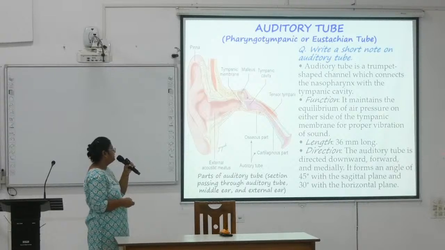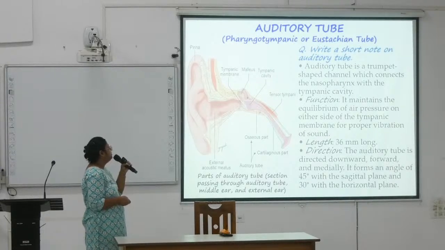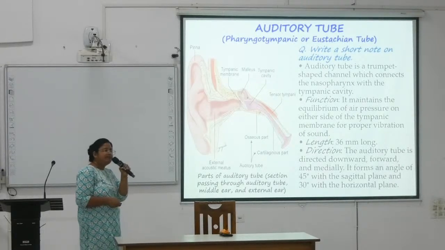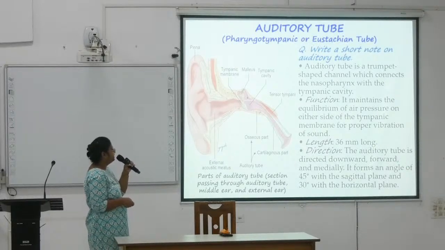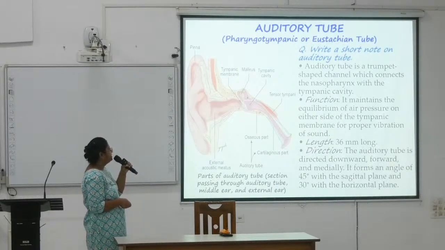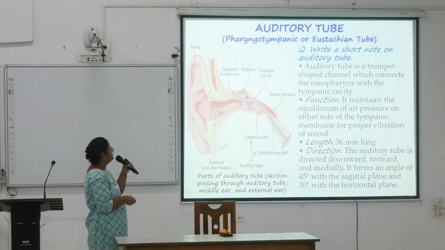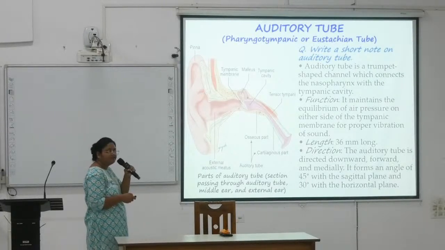Direction: you can see the auditory tube is directed downward, forward and medially and forms an angle of 45 degrees with the sagittal plane and 30 degrees with the horizontal plane. Okay, sagittal plane 45 degrees, horizontal plane 30 degrees.